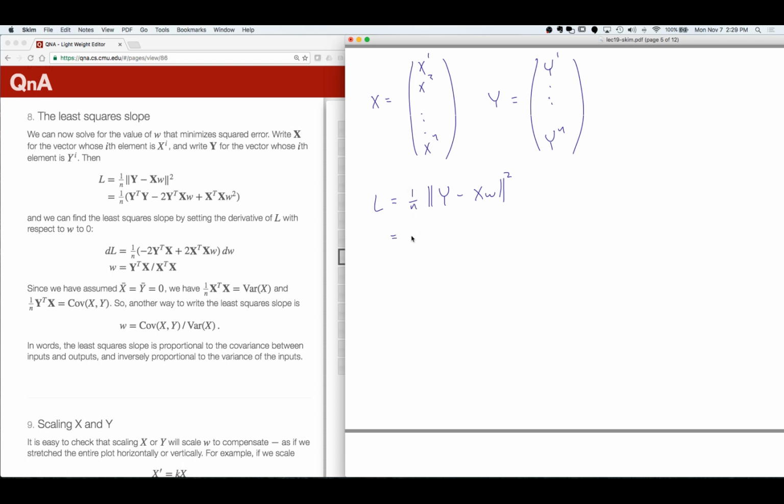I can write that as well without the norm sign: 1 over n times y transpose y minus 2 y transpose x w plus x transpose x times w squared, right? And I can take the derivative with respect to w. dL is equal to 1 over n times, the y transpose y goes away, so I have minus 2 y transpose x dw plus x transpose x, and then the derivative of that is 2 w dw, right?